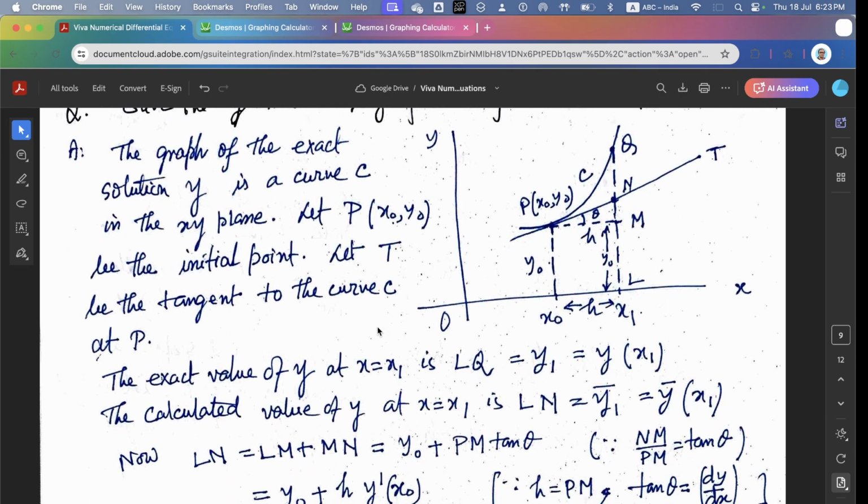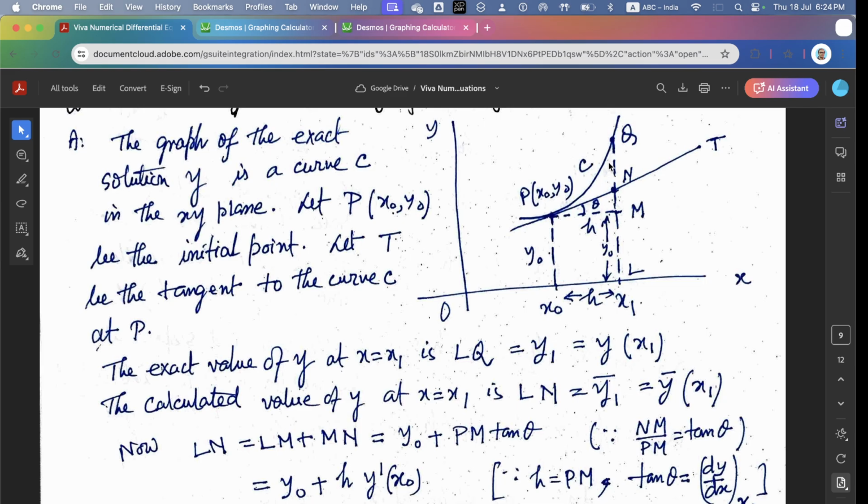Then the exact value of y at the point x1, with step length h. So at the point x1, the exact value is this point Q. QL is the exact value, that is y1, that is LQ, which is y equal to y(x1). The calculated value of y at this point: the tangent cuts this vertical line at the point N. So LN is y1 bar, the computed value at the point x1.